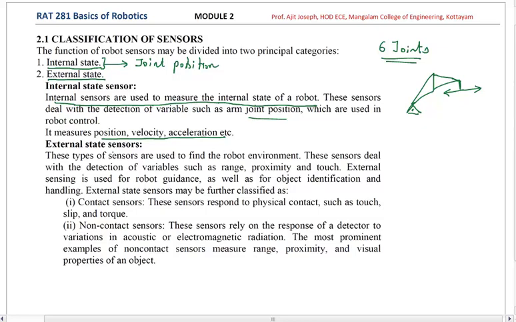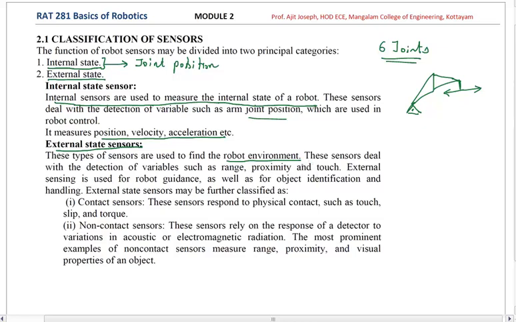Now, what are external state sensors? External state sensors are the sensors that are used by the robot to sense the environment around it. The robot wants to know what all is present in its environment, if there is any object present in its environment. So it uses certain sensors for measuring the environment or for understanding its environment.